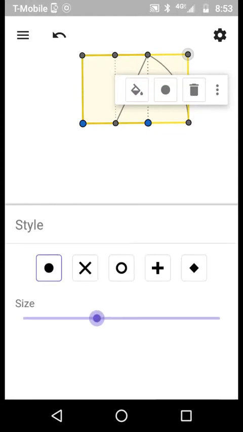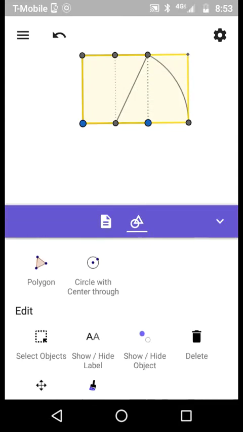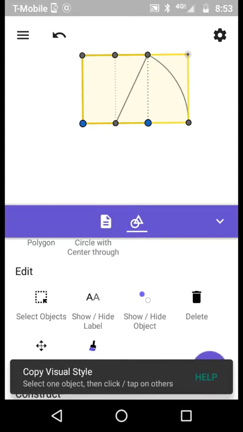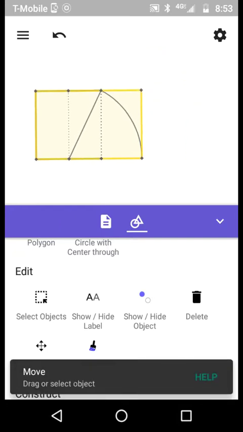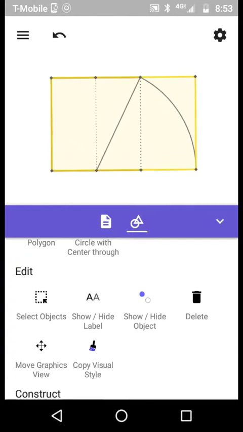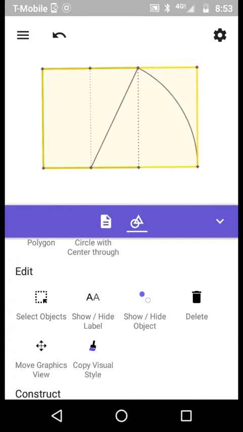I'm going to reduce the impact of the points that make up the drawing here. All right. So now we can examine in a little bit more detail the golden rectangle.